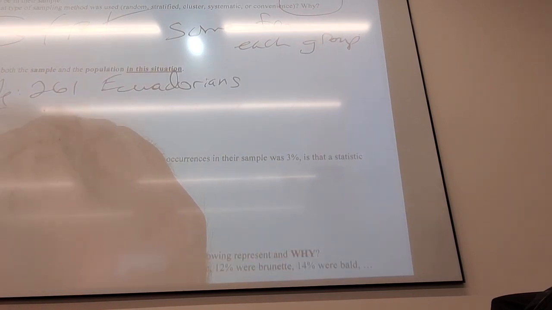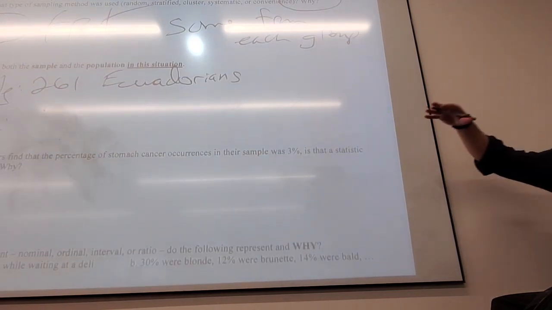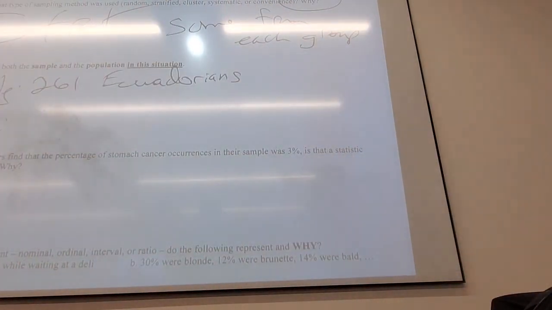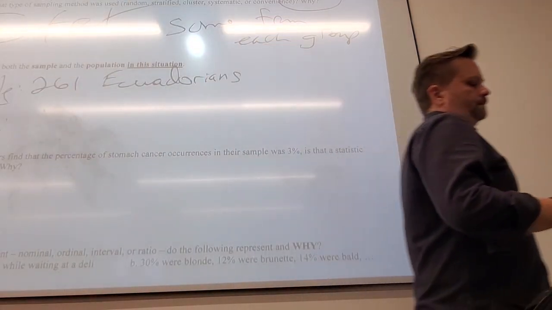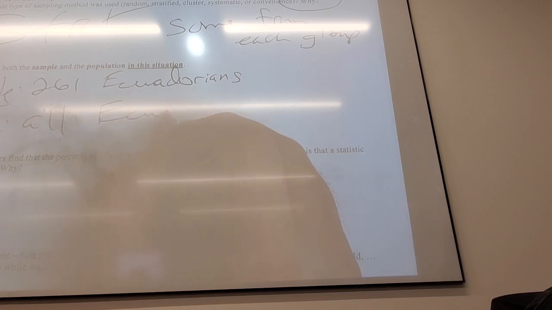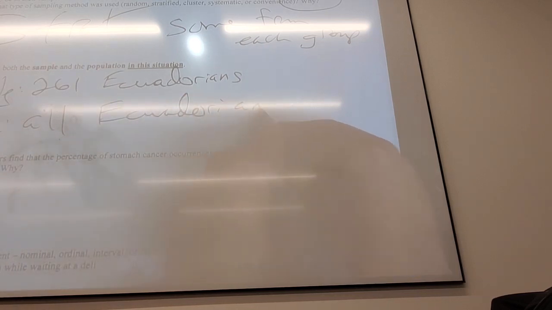So the funny thing is, the minute you know either the sample or the population, the sample has a specific number of things, the population is all of those things. So what's the population? All Ecuadorians. Or all people from Ecuador.